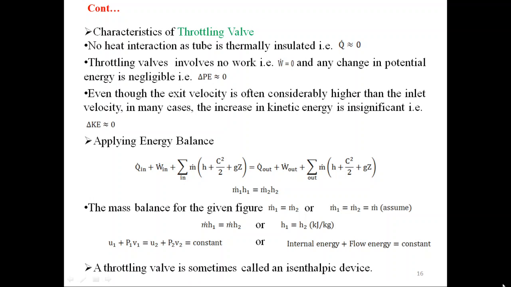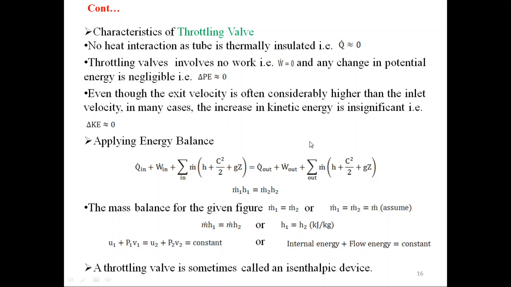Characteristics of a throttling valve: no heat interaction as the tube is thermally insulated, so the rate of heat transfer is equal to 0. That means Q dot in and Q dot out will be 0. A throttling valve involves no work, that is W dot is 0. So W dot in and W dot out will be 0, and any change in potential energy is negligible. So we will have this gz on the left side equal to gz on the right side, so it will be cancelled out. Even though the exit velocity is often considerably higher than the inlet velocity, in many cases the increase in kinetic energy is insignificant, that is, change in kinetic energy equals 0. So we will eliminate these terms, c square upon 2 on the left side and c square upon 2 on the right side.